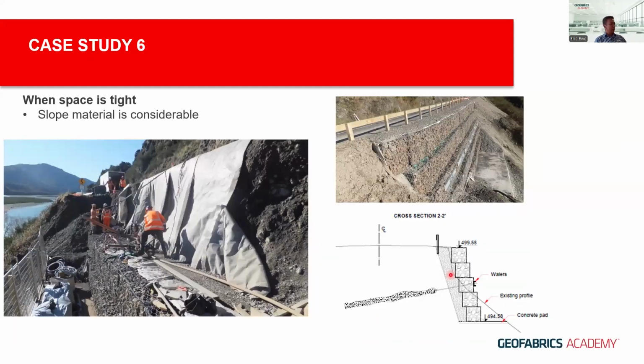Case number 6 is when you have more or less competent ground material, but surface slips. And when the space is tight, where there is only one lane road, you may consider using only the gabion as a thick skin or veneer, with some waler beams for the ground anchors to retain the surface material.